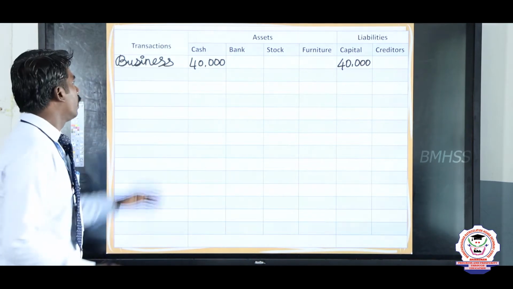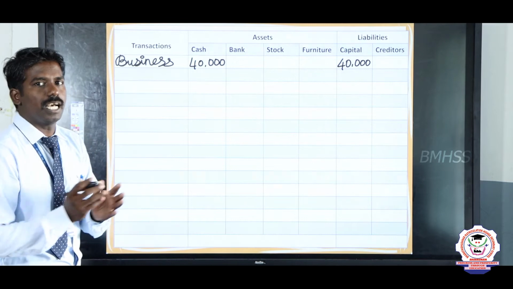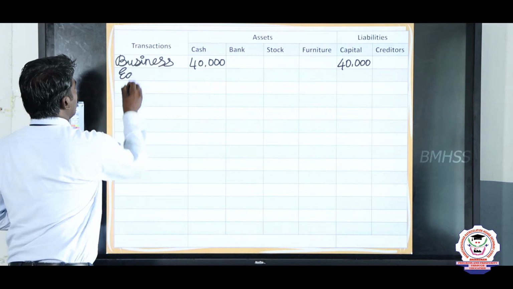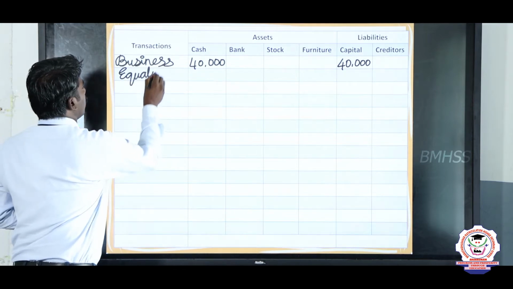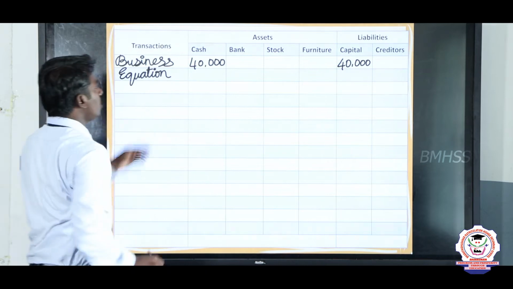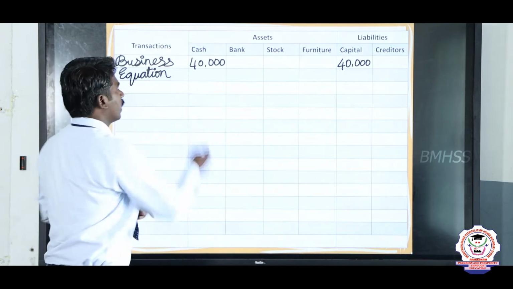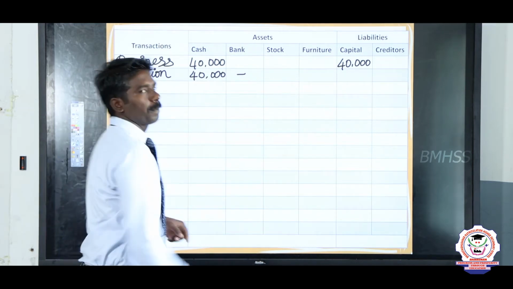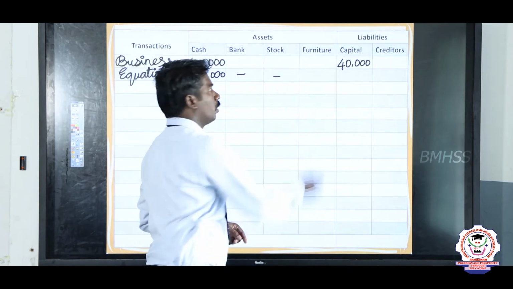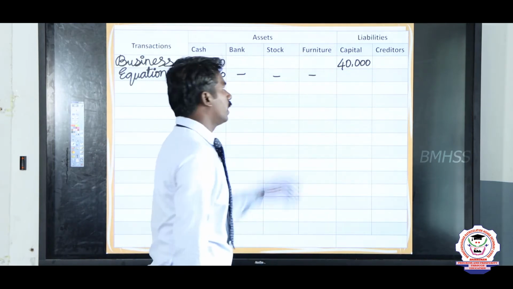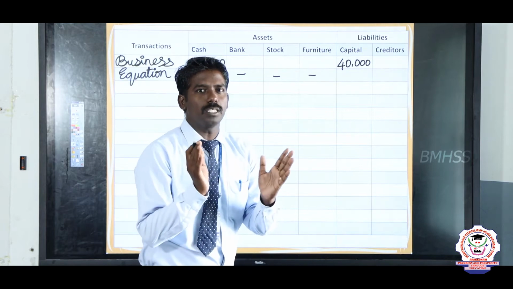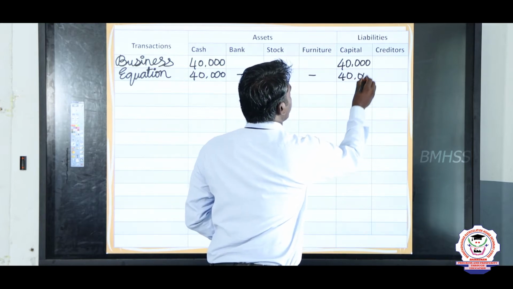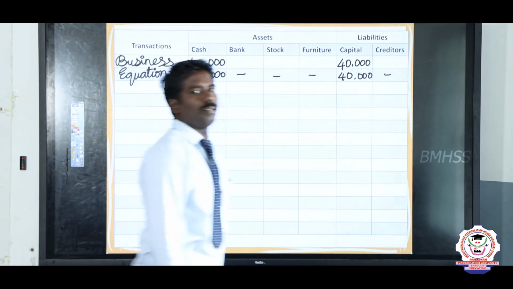The next step is the equation. So write equation in the transaction column. What is the total of cash? The cash column gives a total of 40,000 rupees, with no change in bank, no balance in stock, no balance in furniture. And see the capital column. The capital column shows a total of 40,000 rupees. So write 40,000 rupees in capital and nothing in the creditors column.